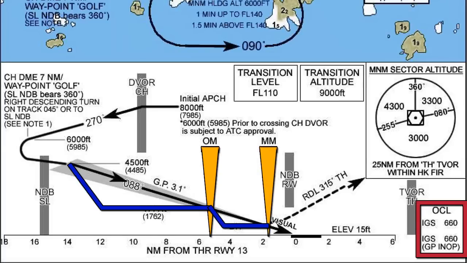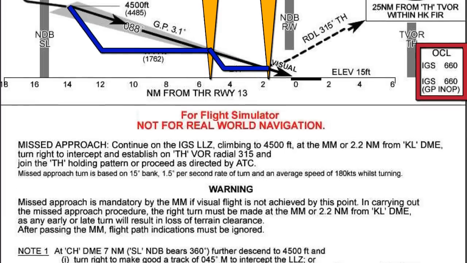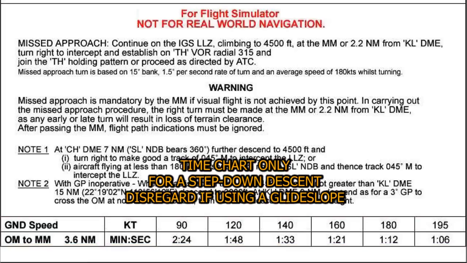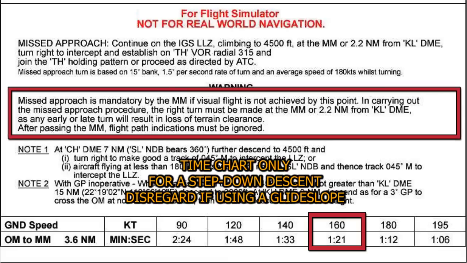At the same time, if we're doing a step-down descent, we also have this little chart here that gives us our ground speed and our time from our outer marker until the middle marker when we have to do our missed approach. So if we're doing a step-down descent, once we are over the outer marker, we can start a timer, and at a speed of 160 knots, we have 1 minute and 21 seconds until we get to the middle marker. We pick up the runway or the runway lights visually and we land. If at 1 minute 21 seconds we don't see the runway or the runway lights and we're at our decision height of 660 feet, we need to do a missed approach.